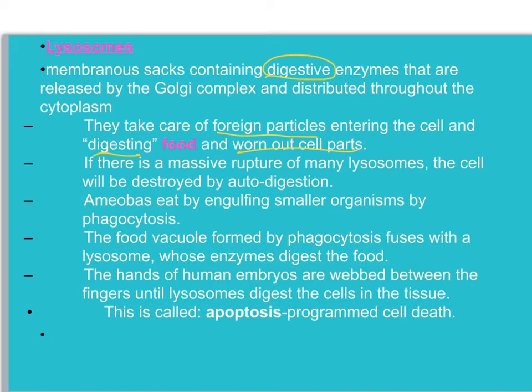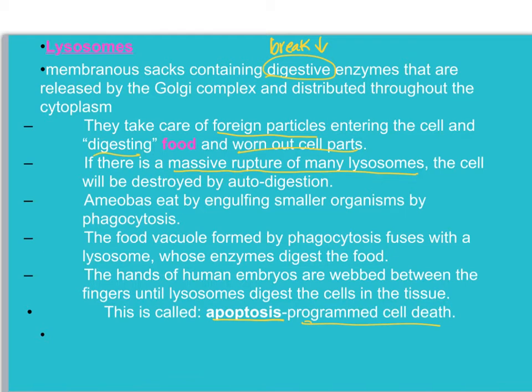So lysosomes are basically going to digest or break down food. If in a cell you have a massive rupture of a bunch of lysosomes, that destroys the cell. This is called apoptosis, which is like a programmed cell death. Lysosomes are usually only going to be found in animal cells. Amoebas are animal-like protists, so they're a whole cell on their own.